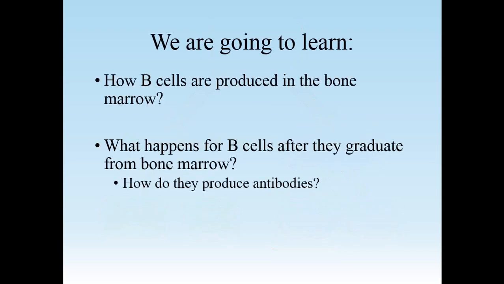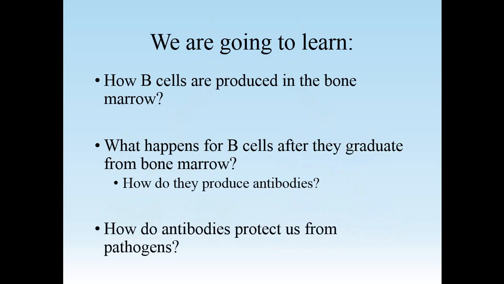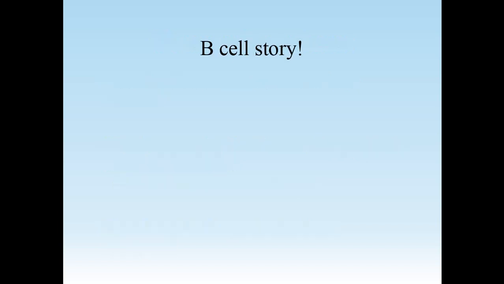We are going to learn three different things about B cells in this class. The first one is how B cells are produced in the bone marrow. That's where B cells are produced. What happens for B cells after they graduate from bone marrow? Basically, how they get activated to produce antibodies. And then what happens for antibodies after they are produced, how they protect us from pathogens.